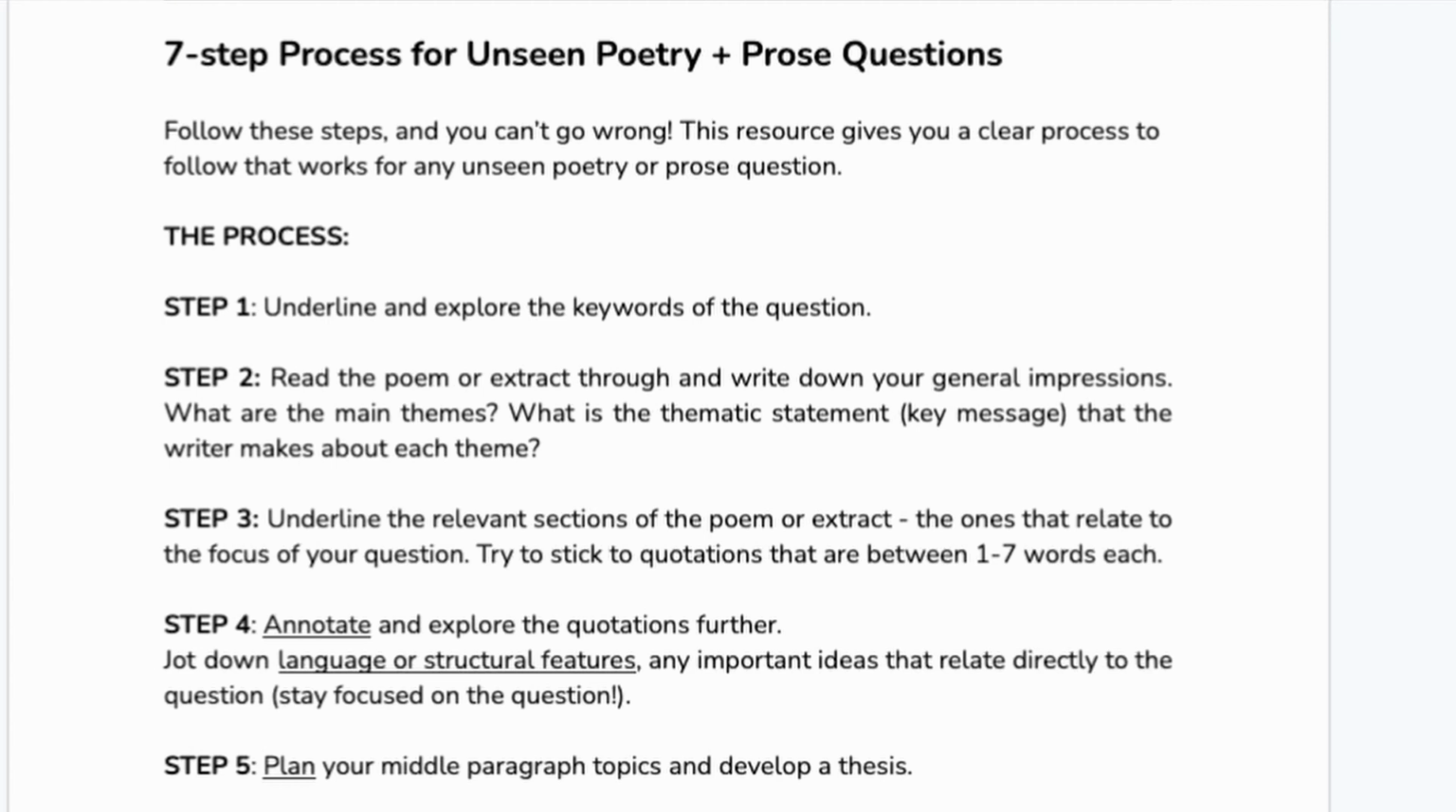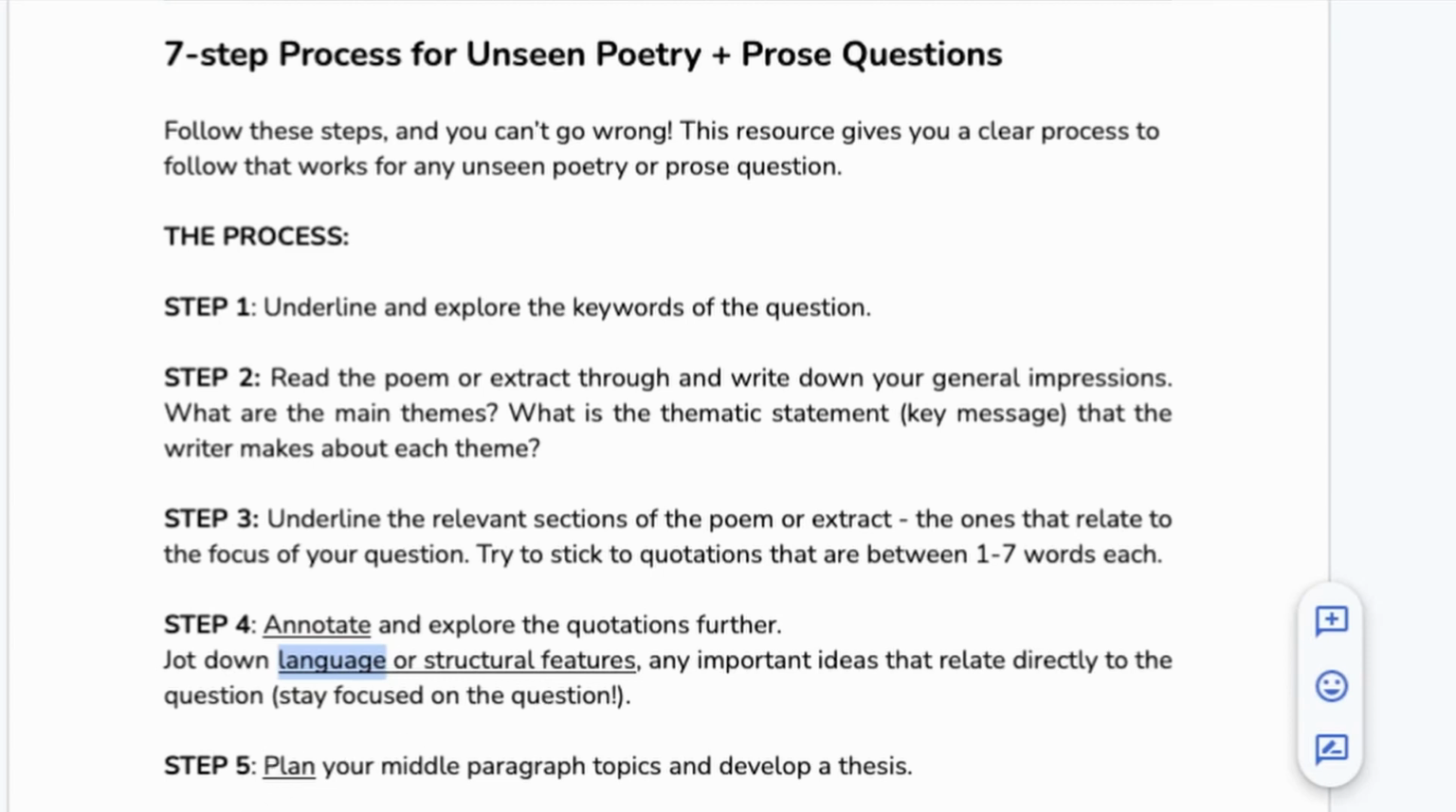So step 1 is going to be understanding the question, exploring the keywords of the question. Then we're going to try and get a general impression of what the poem is about. We're going to think about themes and messages. We're going to underline relevant sections of the poem and then maybe explore a little bit about language and structure as well. Then plan and write and edit.